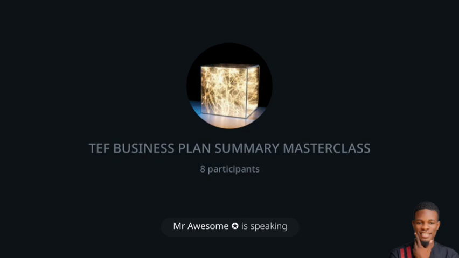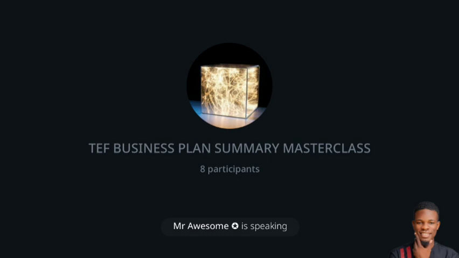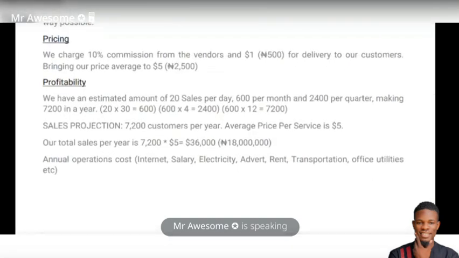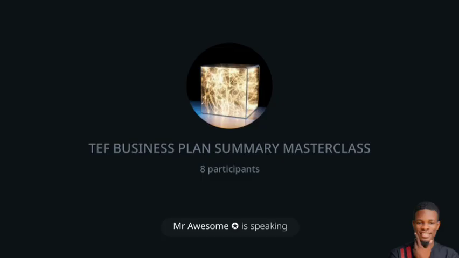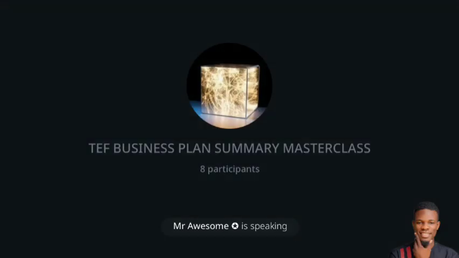Now, pricing. We said we charge 10% commission from the vendors and $1 for delivery to our customers, bringing our price average to $5. If you make this calculation, you find out that that is actually the average. Because we have 2 different ways of making money, we had to look at the average, which became $5 for us. Now, profitability. This is where I thought about calculating your profit margin. So we said we have an estimated 20 sales per day, 600 per month, and 2,400 per quarter, making 7,200 in a year.